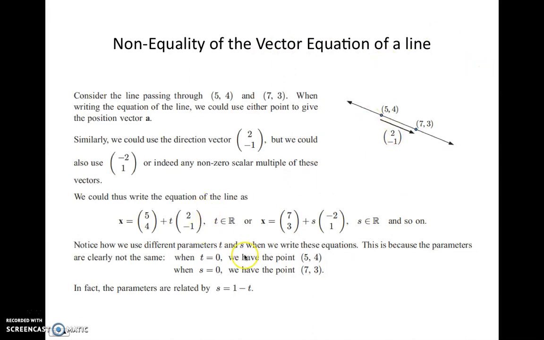We use different parameters t and s when we write these equations because the parameters are definitely not the same. When t is equal to 0, we have the point (5, 4), but when s is equal to 0, we have the point (7, 3). This is because when we use the parameter t we start at (5, 4), but when we use s we start at the point (7, 3), and we get different direction vectors. So the parameters are thus related by s is equal to 1 minus t.